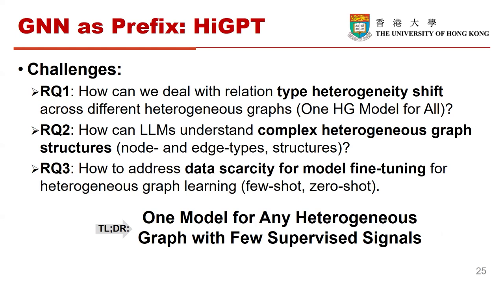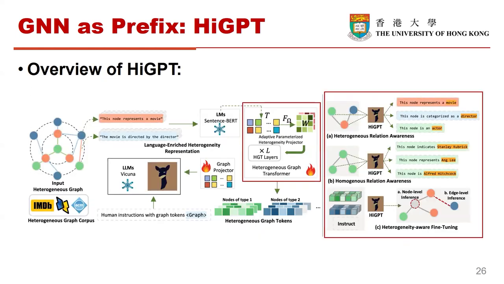And the third question is how to address the data sparsity for model fine-tuning for the heterogeneous graph learning task. Because in the heterogeneous graph learning domain, few-shot settings are always used in the experiments. So we want to further push forward this domain with zero-shot heterogeneous graph learning.